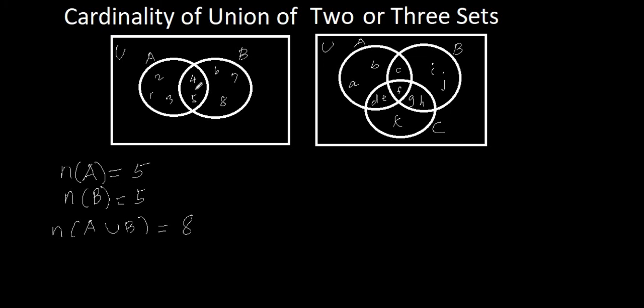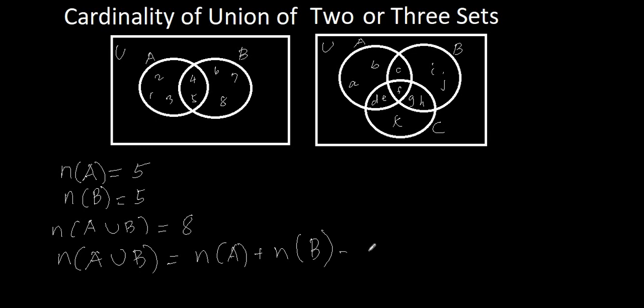To get rid of this error, we need to subtract one count of the cardinality of the intersection because it's counted twice. Therefore, we have the formula for the cardinality of A union B: the cardinality of A union B is equal to the cardinality of set A plus the cardinality of set B minus the cardinality of A intersection B.